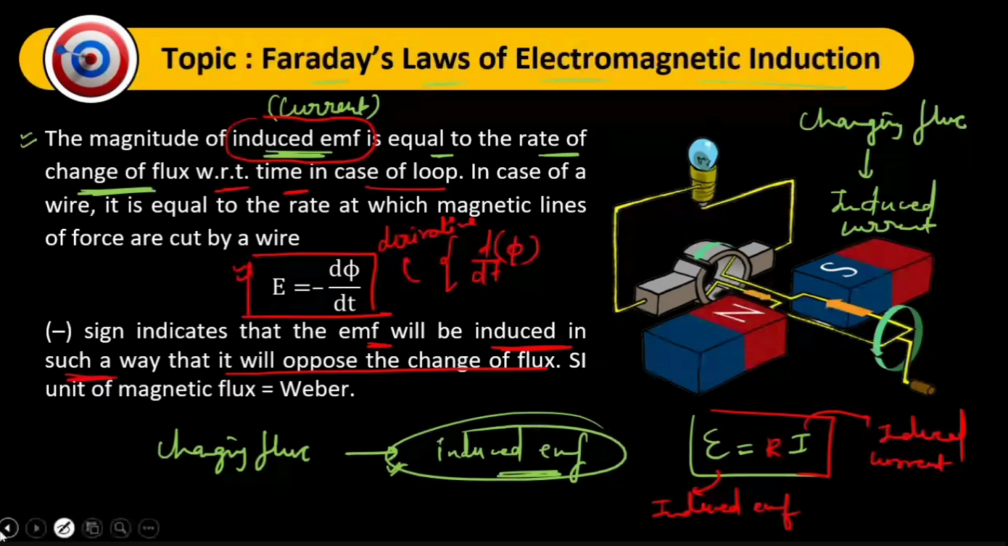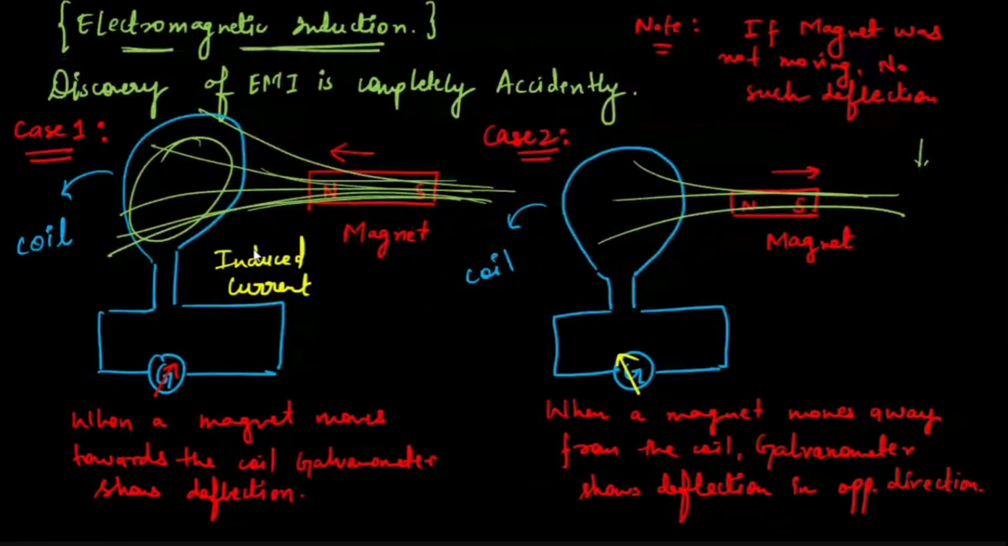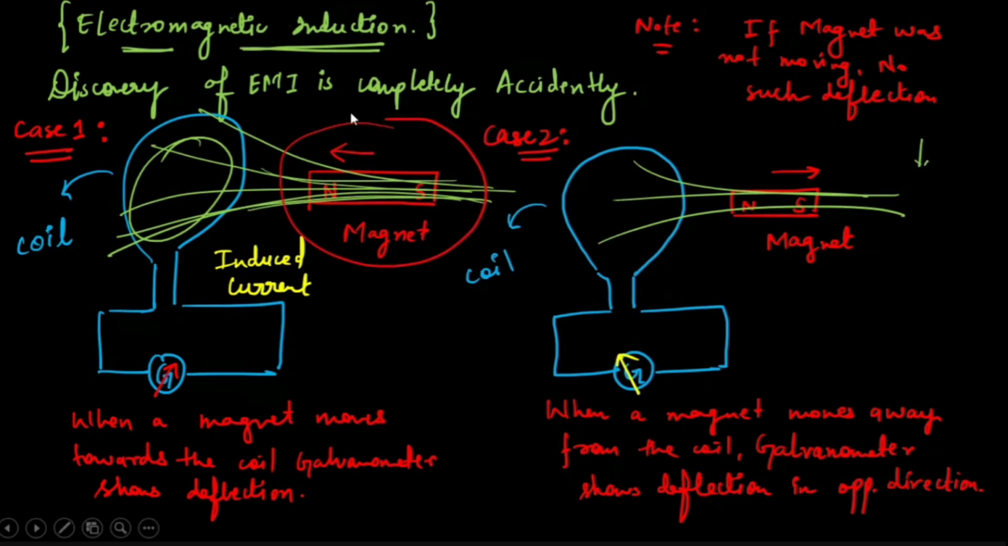Let us understand it again by using this example. Whenever a magnet moves towards the coil, the current in the coil will be induced in such a way that it opposes the motion of the magnet, so that it can oppose the movement of the magnet towards the coil. So if the north pole of the magnet is approaching the coil, the current will be induced in such a way that it creates a north pole in the loop so that it can repel it.